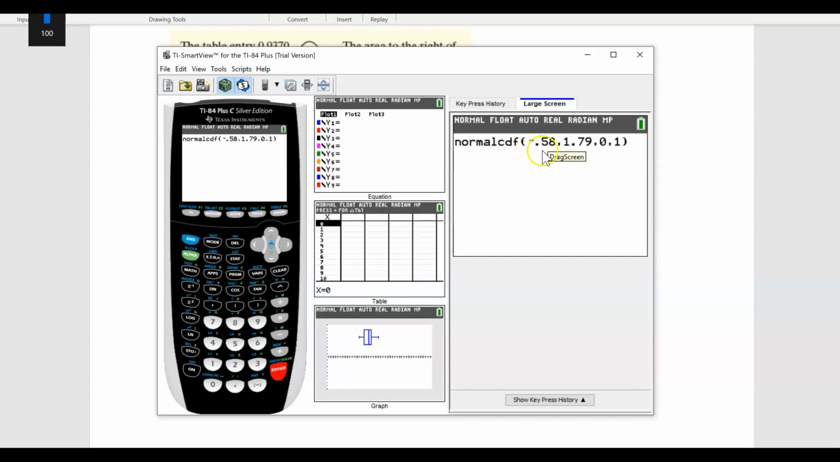It's lower limit. The syntax is always going to be lower limit, upper limit, mean, standard deviation. Okay, so whenever you use normal CDF, that is the syntax. It goes lower limit, upper limit, mean, standard deviation.